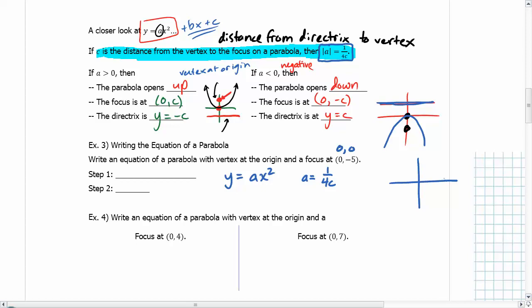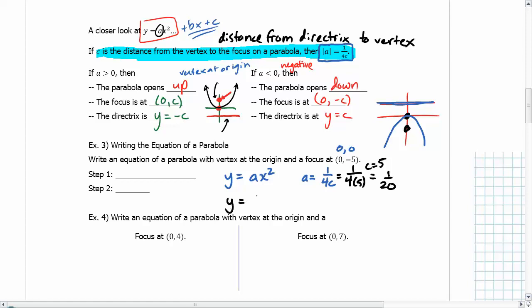One way you can figure this out is by graphing it. So here's 0, 0, and here is 0, -5. Well, how far was that? Count up. 1, 2, 3, 4. It was a distance of 5. So from that, c equals 5. Well, then what's our a value? 1 over 4 times 5, or a equals 1 over 20.